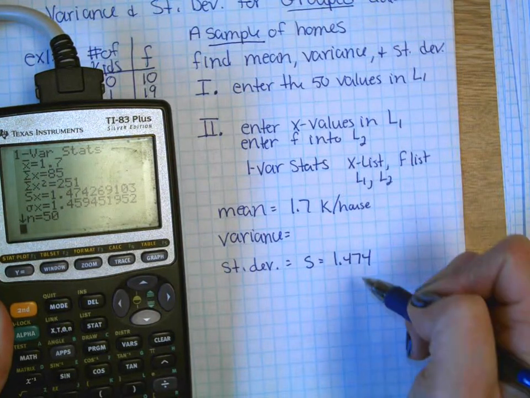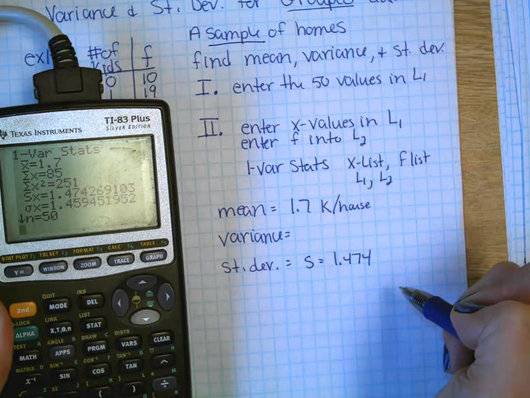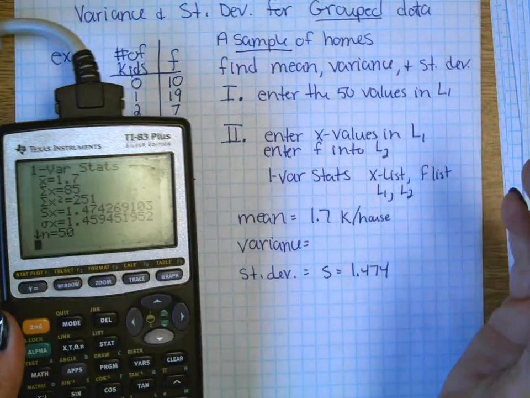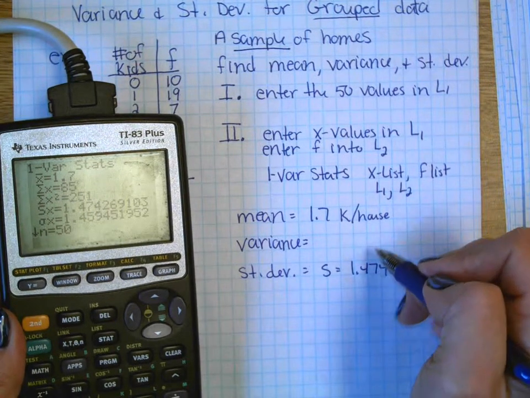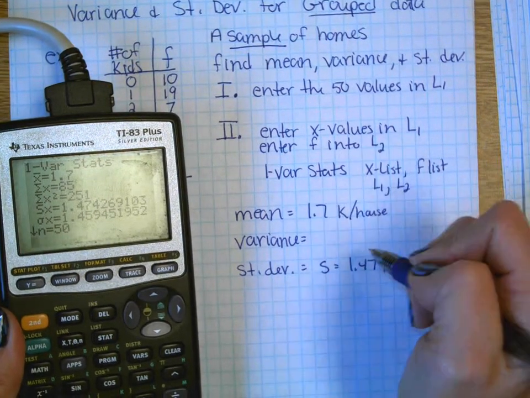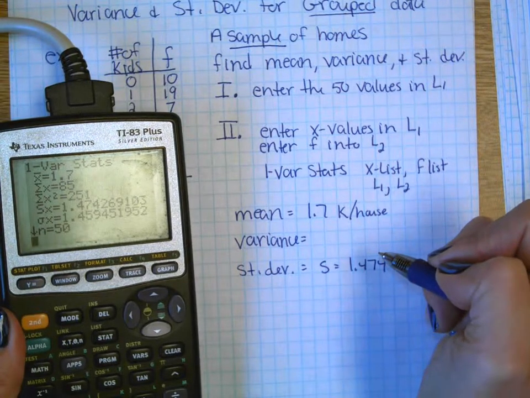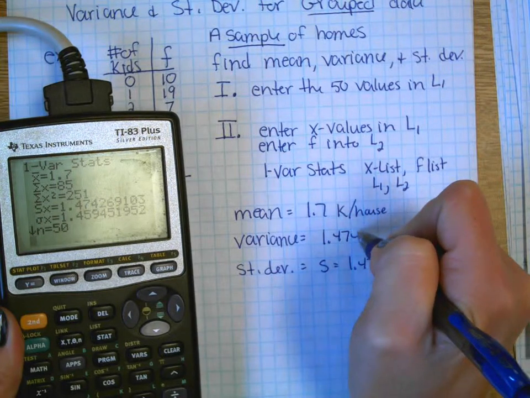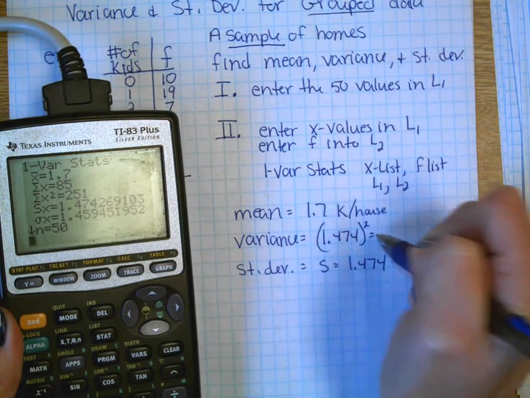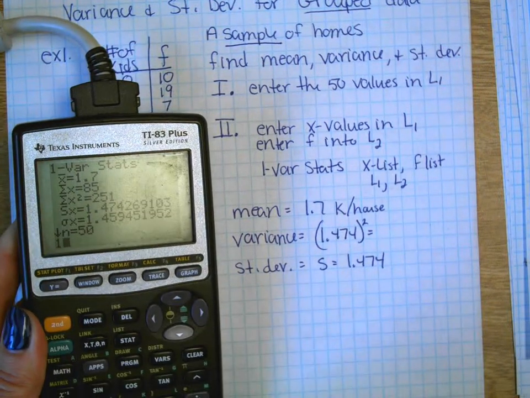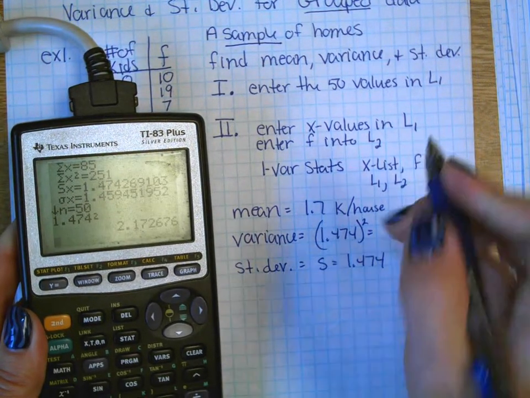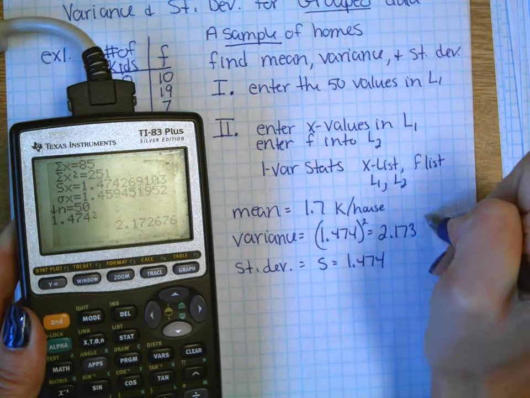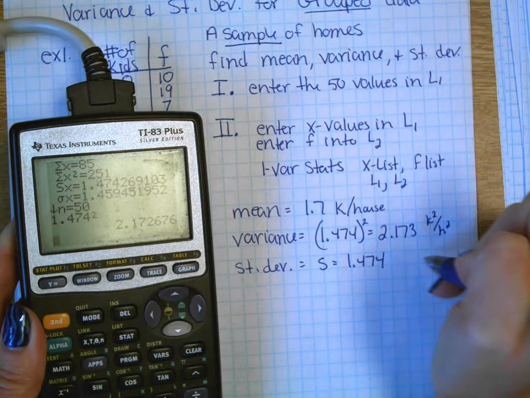kids per house. How do I get variance then from the standard deviation? You square that number. Is variance on here? Not a chance, because it has those dumb units. This is going to be kids per house squared, kids squared per house squared. I don't know about that. So 1.474 squared is 2.173 kids squared per house squared.